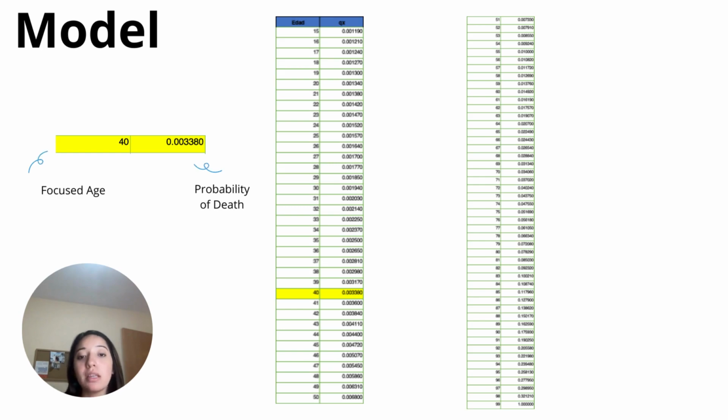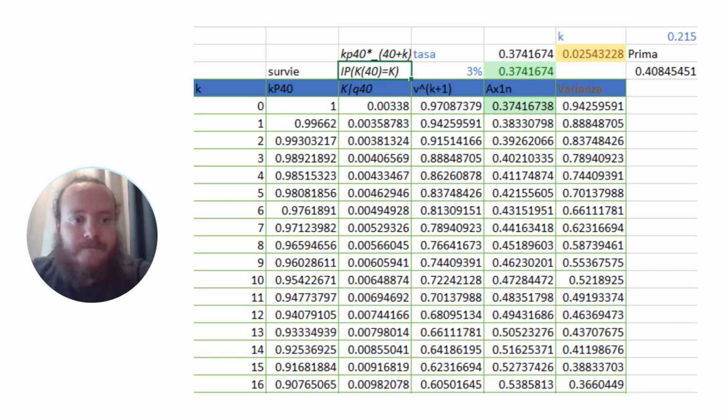We will be using the mortality table you see on my right of the people from different ages and the probability of death for each of the ages. But we will be focusing, as said before, on the age 40 with a 3% discount rate.